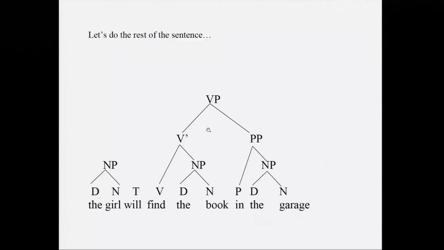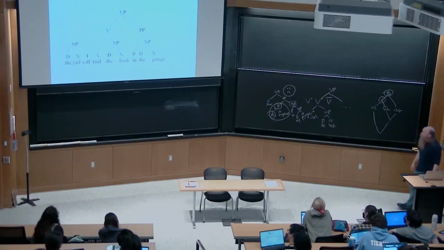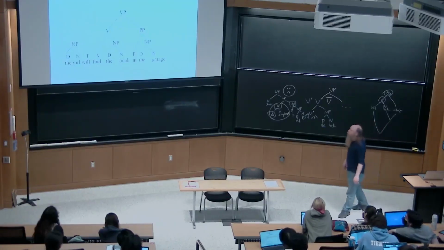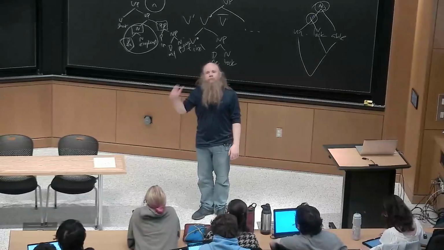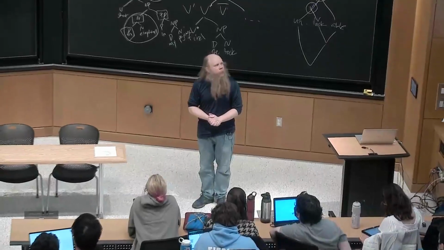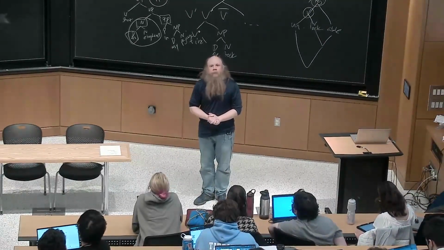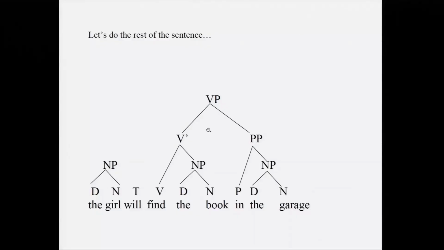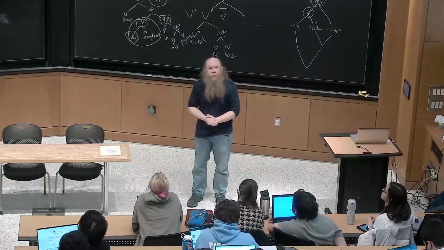To do the rest of the sentence, first of all, the girl is a noun phrase. That's kind of boring. The girl is like the book or the garage. And for will, we're going to invent a new kind of node. We're going to call it T for tense. Just to prepare you for disappointment. There are all kinds of things that can go under T, right? You can also say the girl can find the book in the garage, or the girl might find the book in the garage.